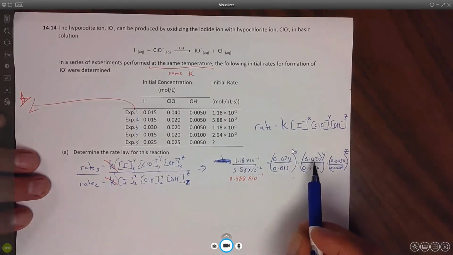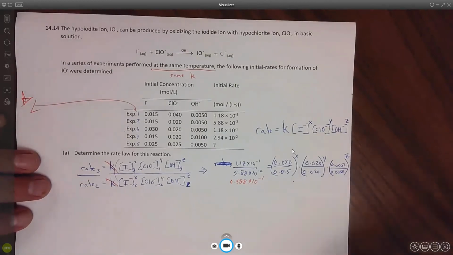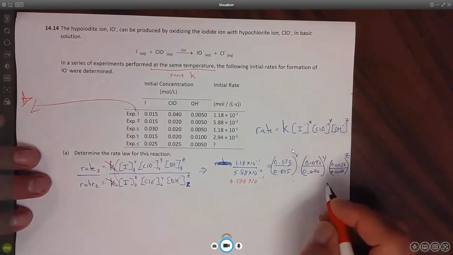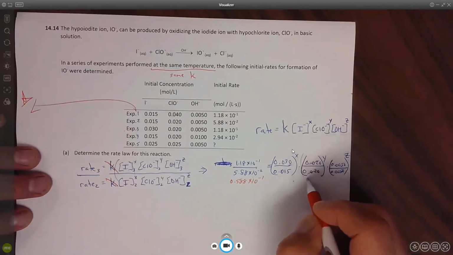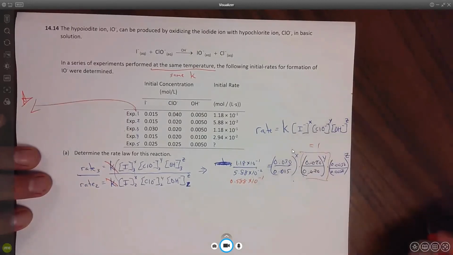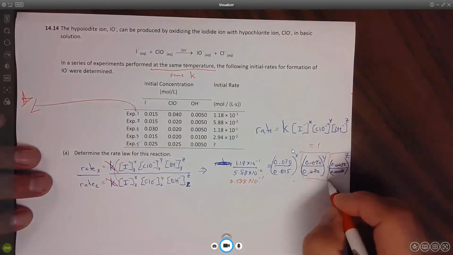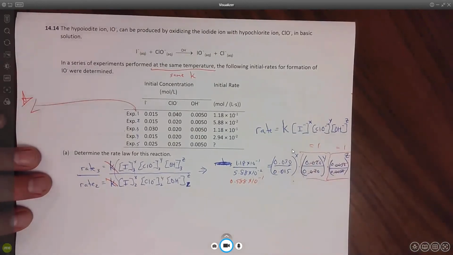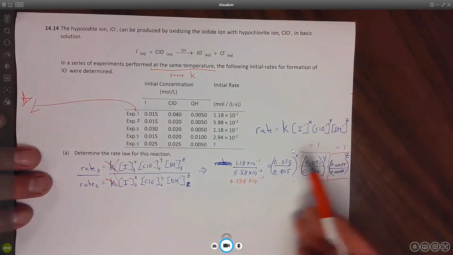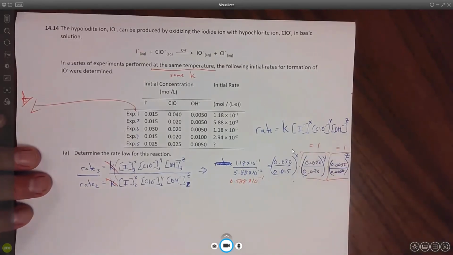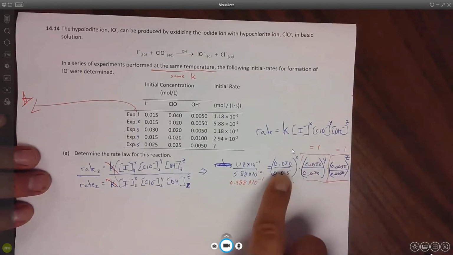Well, this is just 1, right? So these cancel, and this is just 1. So this whole thing becomes 1. Same thing here. These cancel, so this whole thing becomes 1. Well, 1 times any number is going to be the number itself, so we could just ignore those 1s, right? They basically just cancel out. So now all I have to do is look at this.